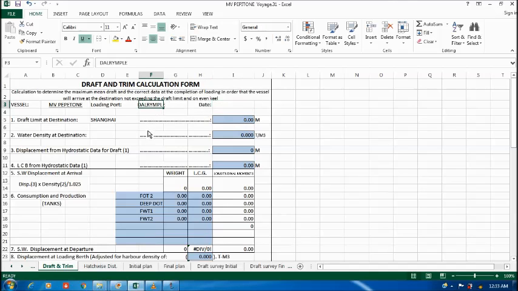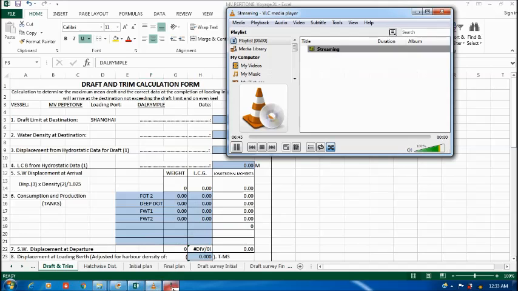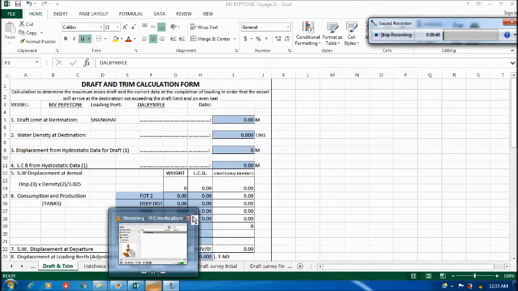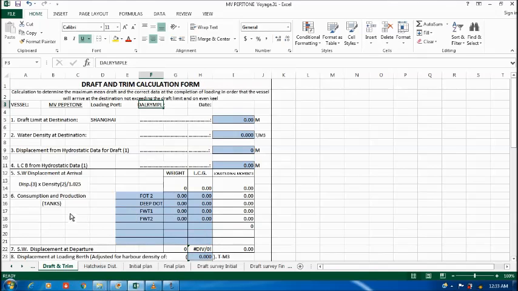We're going to put the date and the loading port here. You can notice we have a color in every cell because it is a changeable value, so it is easy for us to determine which is the changeable value. We're going to put the draft limit at destination Shanghai of 13.5 meters.